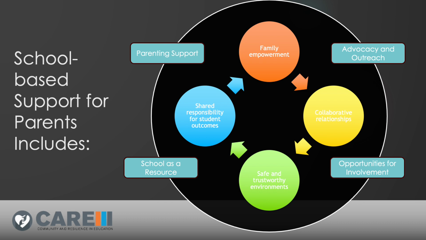So when we approach this work through those different lenses, we work on empowering our families, giving them autonomy, establishing those collaborative relationships, and creating a school culture and climate that's welcoming and safe, and then having that shared responsibility for student outcomes. So it's not all on the family, it's not all on us as educators, it's a joint effort, and we have a common goal in helping a student succeed.